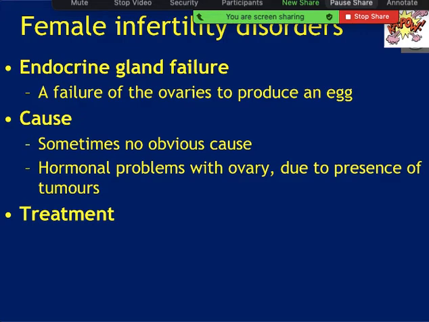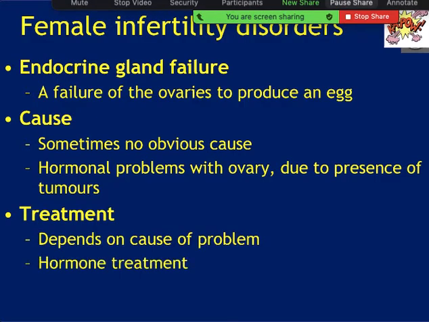Oh lads, it's too early. So obviously it depends on the cause of your problem, but you can give hormone treatment, or you can have surgery.